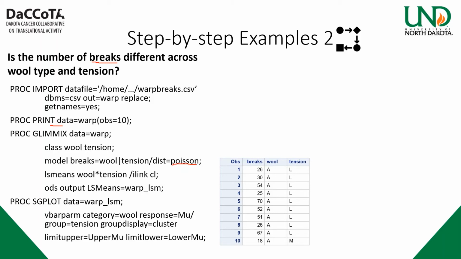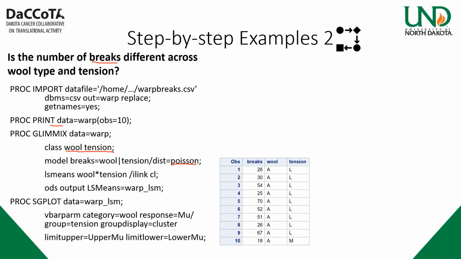Because again, ANOVA is really just a kind of regression at the end of the day. So anyways, let's keep going. We'll use proc glimmix again, because this is nice and multi-purpose. Again, make sure wool and tension are class statements to say that they're categorical.